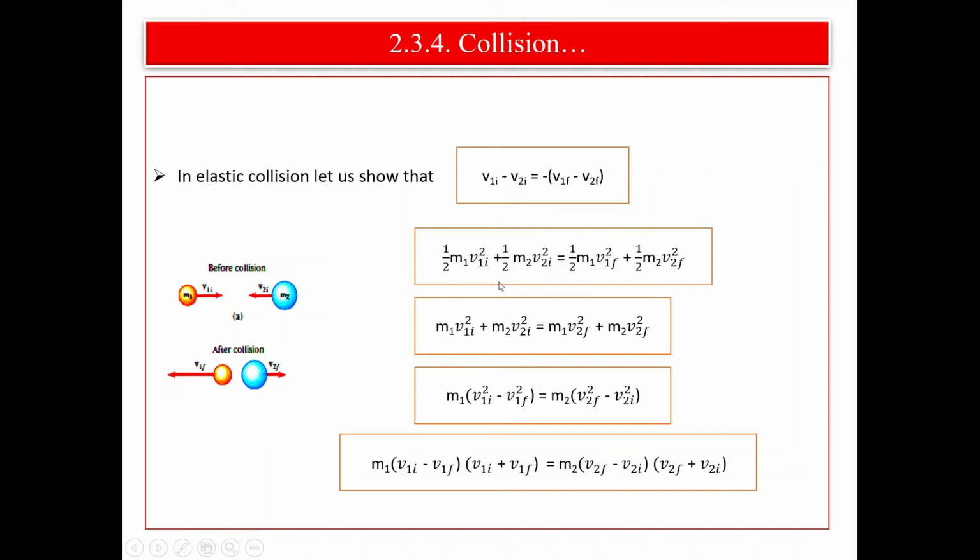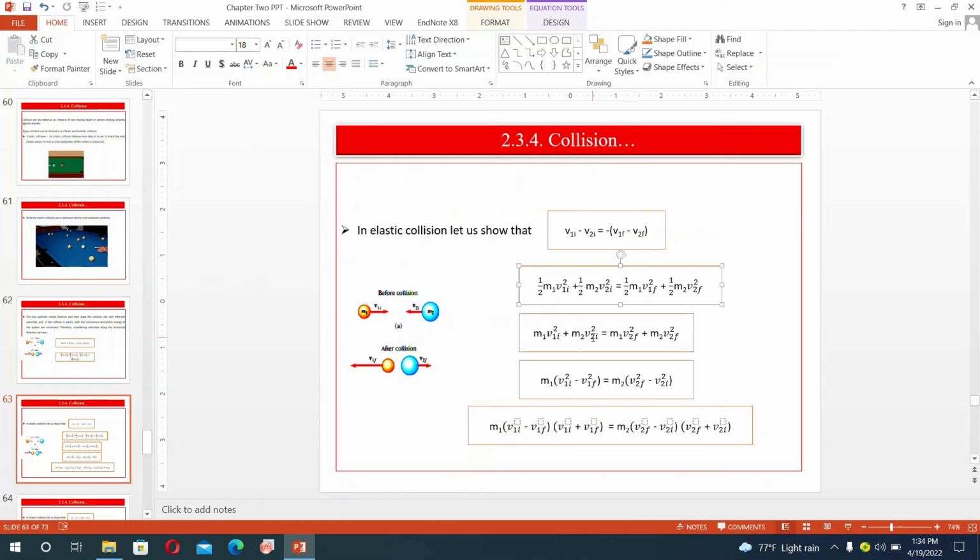Okay, so now both sides multiply by 2, the right side multiply by 2 as well. When the 2s cancel, we finally get m1 v1 initial square plus m2 v2 initial square is equal to m1 v1 final square plus m2 v2 final square. Here, this is v1.